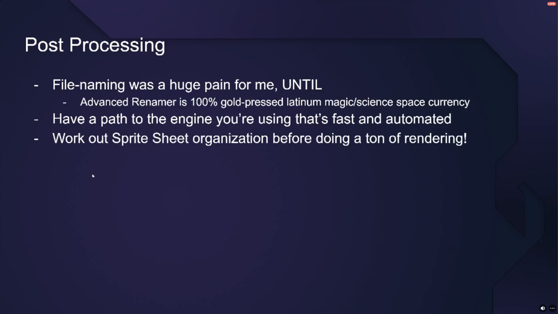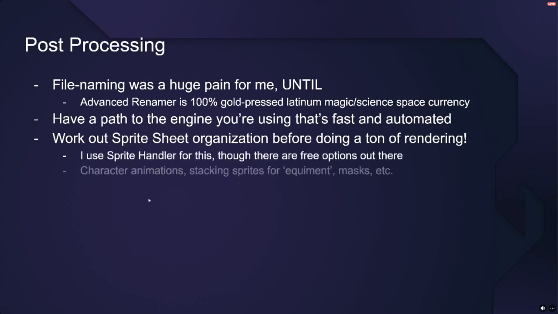Work out sprite sheet organization before doing a ton of rendering. For sprite sheet organization, there are two major things that I like to think about. One, am I going to be doing a bunch of different animations in one file? And two, am I going to be doing a bunch of swords or shields or whatever in another file? Basically, how am I layering these things together?